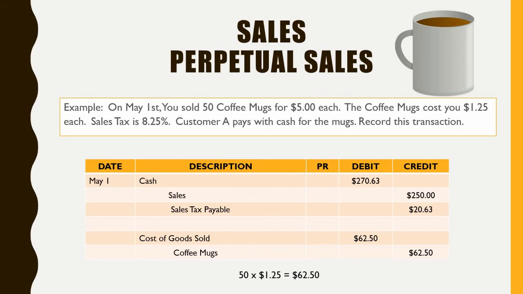And of course, you're going to take it out directly from the inventory account. In this case, my inventory account is coffee mugs, so it comes right out of my coffee mugs account. And this is what you have to do every single time you sell under perpetual inventory. All right, so that was just the sales section.